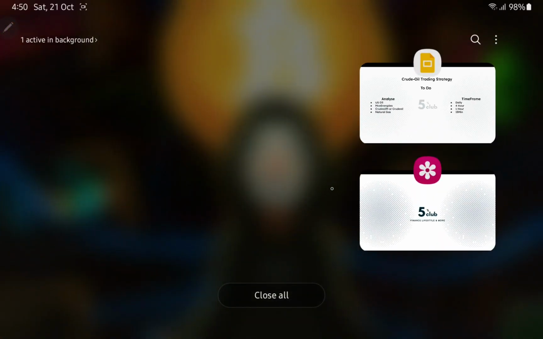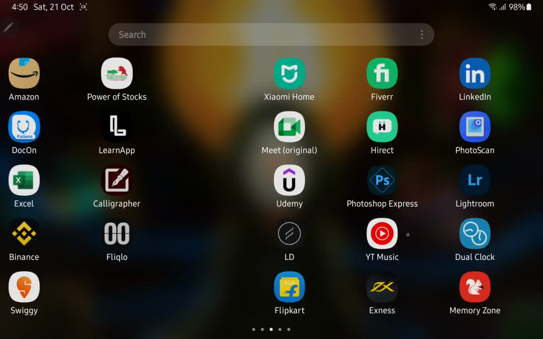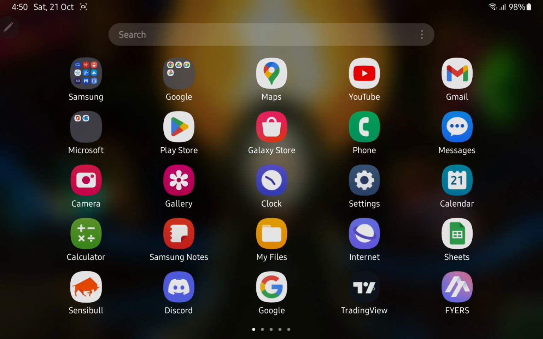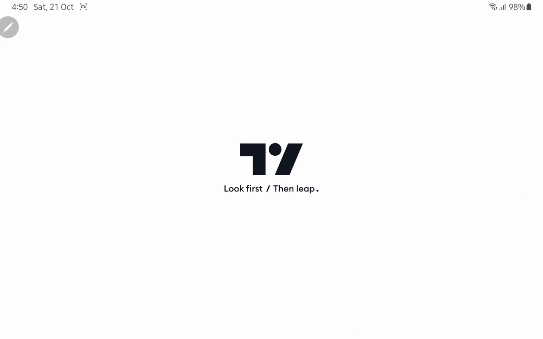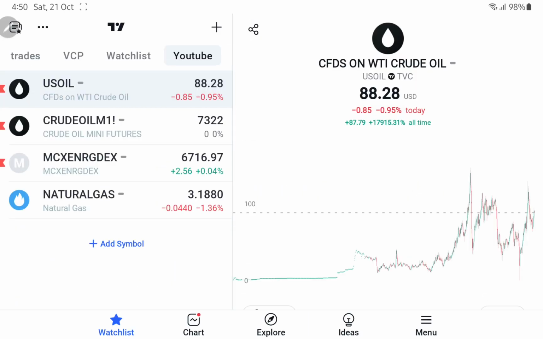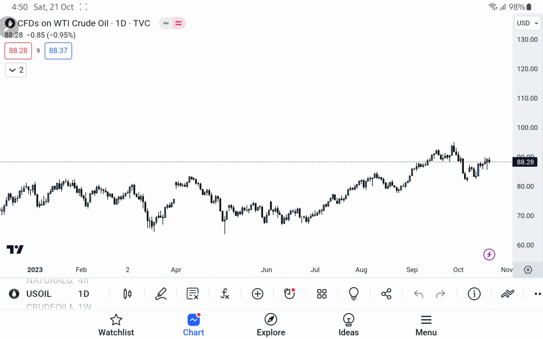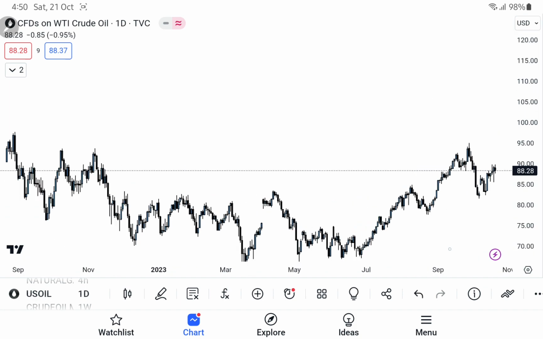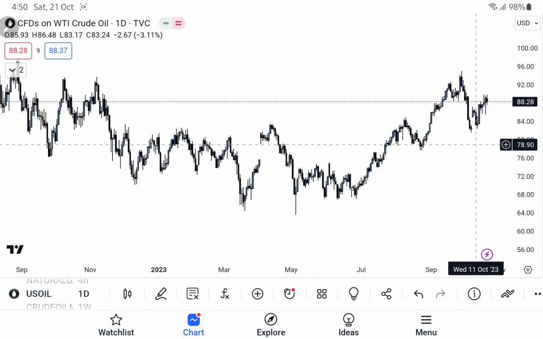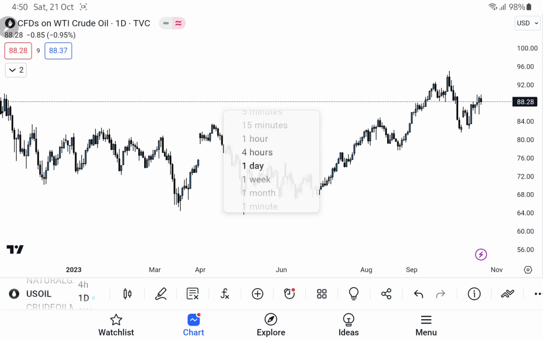First we are opening our TradingView. So that's my TradingView. Here I already have kept everything ready. So first let's go to US oil. US oil is the exact chart of crude oil. Crude oil follows what US oil does. Now we are in the daily time frame.